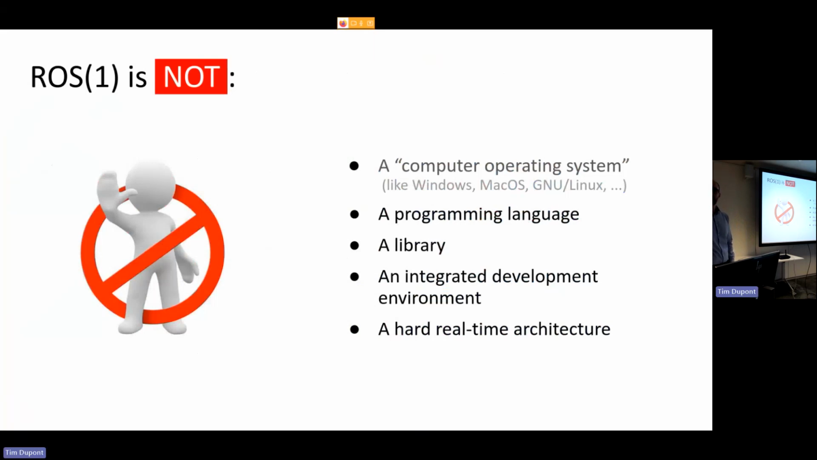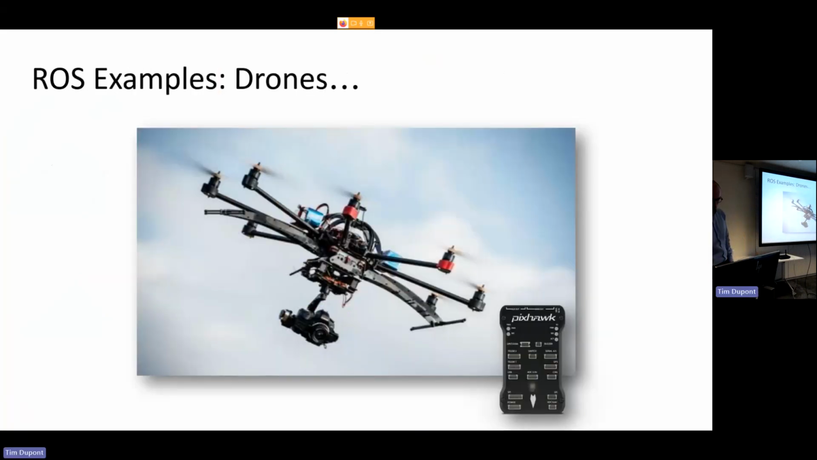Question: do you still need a computer operating system then? Yes, it runs on top of mostly Linux, or ROS1 does. ROS2 is more flexible on that front. You can run it on Windows, Linux, RTOS, embedded. So the newer version of ROS is more flexible. The reason why we use ROS1 in this lecture will be explained later on. But you can install it on embedded devices.